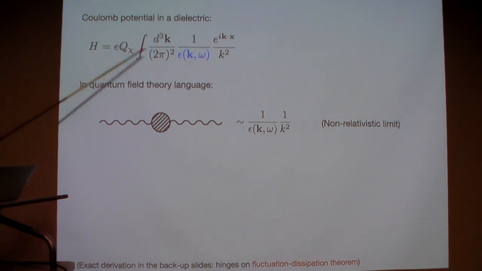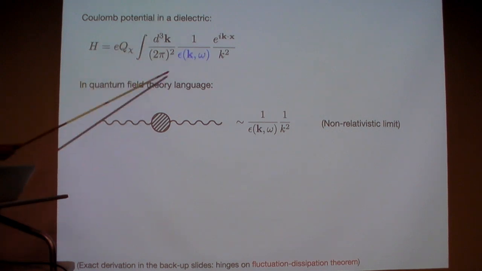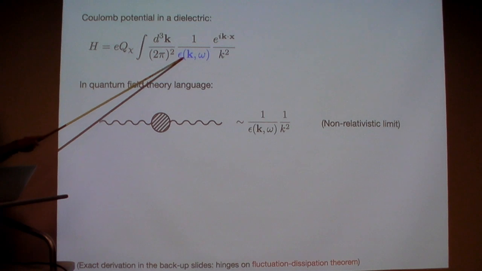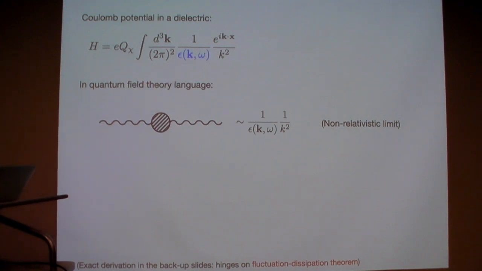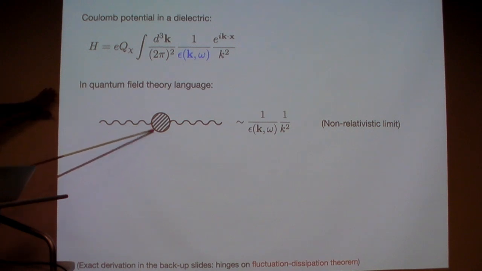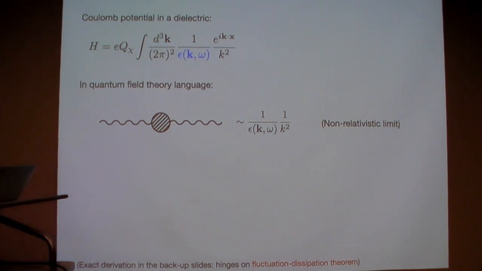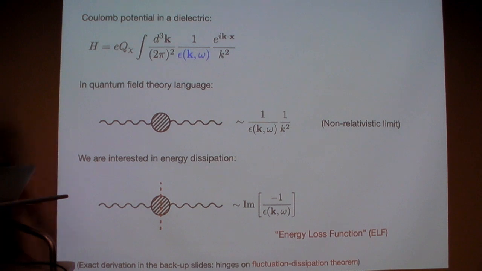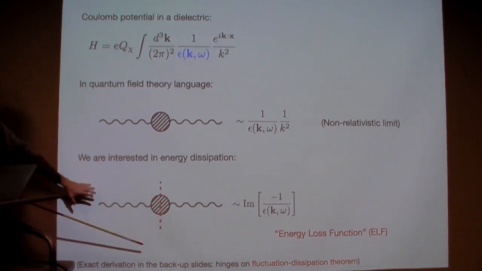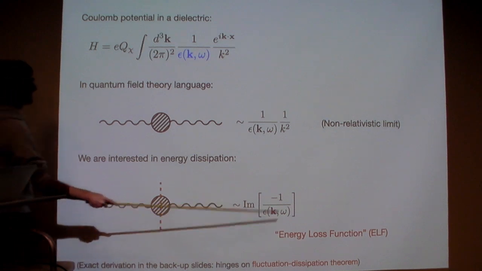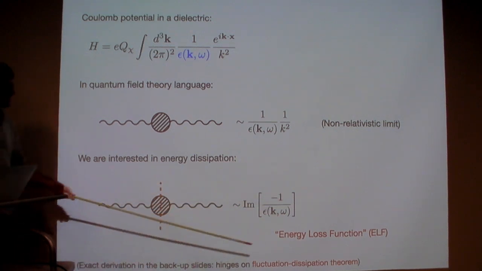This is the Coulomb Hamiltonian, as you're used to seeing it in Fourier space, except that now I'm in a dielectric, so I put in a dielectric function, which parameterizes the response of the material, and it can be both momentum and energy, or frequency, dependent. In a QFT context, you would say I have a photon propagator, and it's dressed exactly by this thing over here, schematically, in a non-relativistic context. If you want to know how much energy is dissipated by this propagator, you just take the imaginary part; in other words, you slice this thing in half, and you see how much energy is lost. This object, in condensed matter, is called the energy loss function.